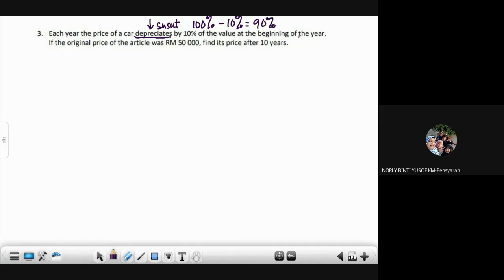Okay, the value at the beginning of the year, if the original price, so that means your first term lah, 50,000. So A is 50,000. R tadi adalah 90%. 90 over 100. So you got R 0.9. Find its price. So masih lagi TN sebab dia nak price dia. Sebab asal original price dia 50,000. So bila 10 tahun berapa price dia?